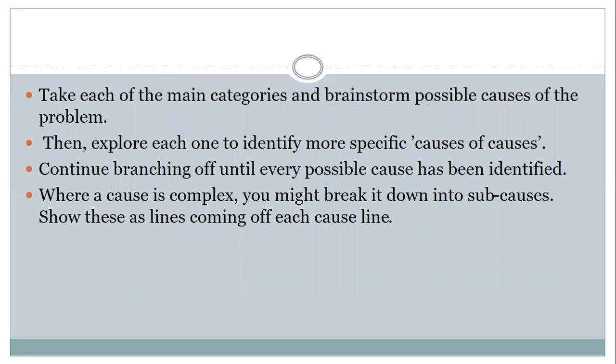a consistent cause. Take each of the main categories and brainstorm possible causes of the problem. Explore each one to identify more specific causes. Continue this branching until every possible cause has been identified. Where a cause is complex, we can break it down into sub-causes, which will show as lines coming off each cause.